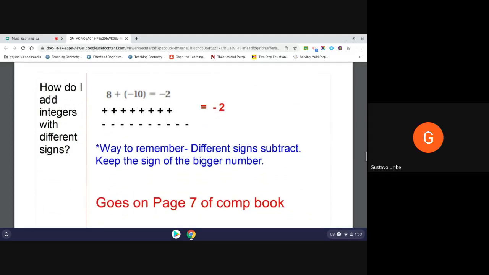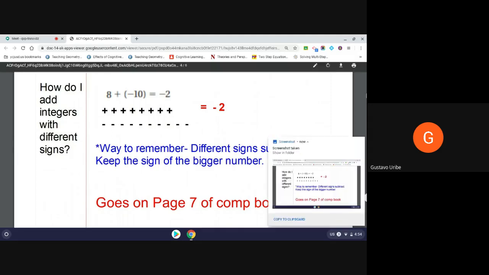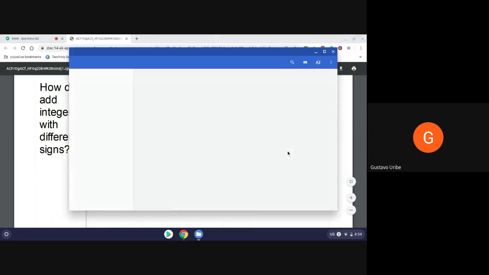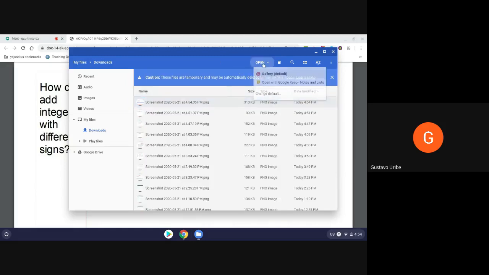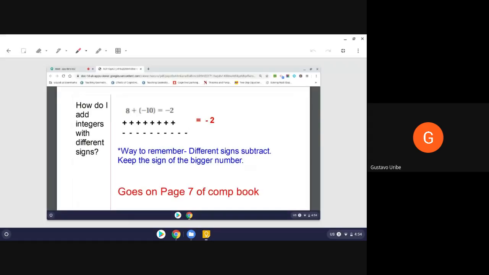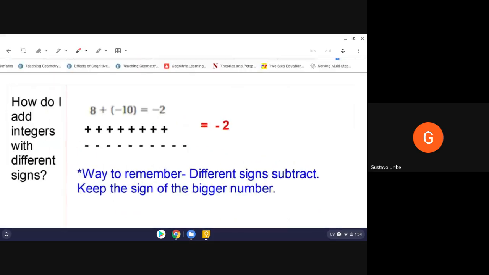Okay, so now we've talked about what do you do if they have the same sign. Let's look at what do we do when they are different signs. Okay, how do I add integers with different signs? Well, first, let's take a look. First, we have to pay attention and know that they're different signs. So this 8 doesn't seem to have a positive or negative in front. If it does not have anything, we always know or assume it's positive.